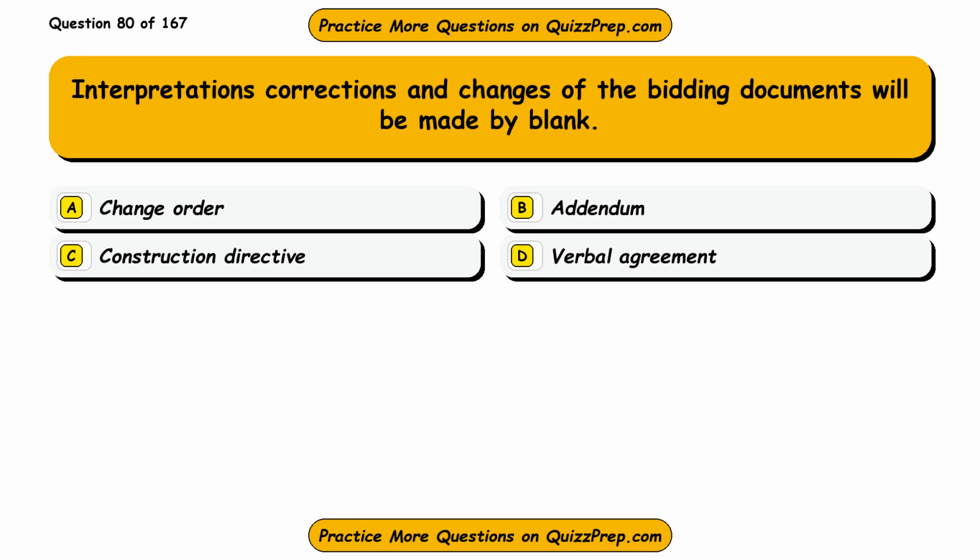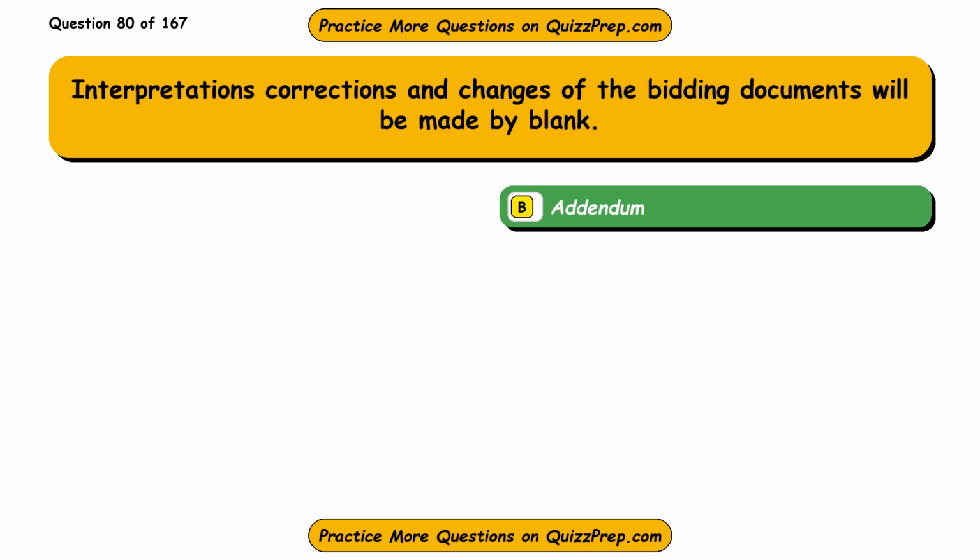Question 80. Interpretations, corrections and changes of the bidding documents will be made by blank. Option A, change order. Option B, addendum. Option C, construction directive. Option D, verbal agreement. The correct answer is option B, addendum.